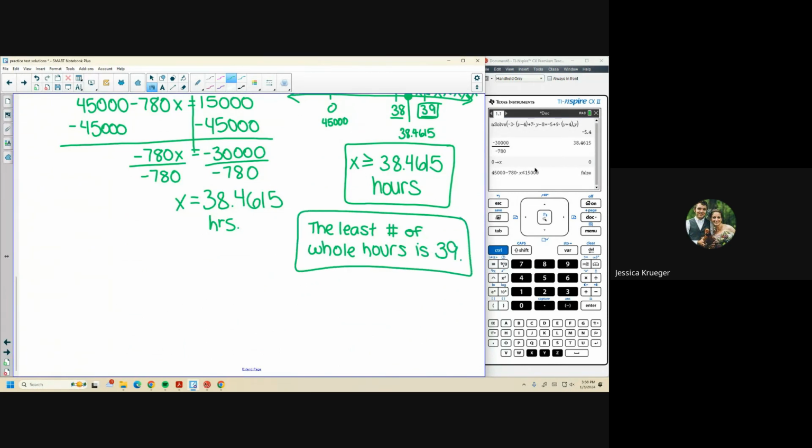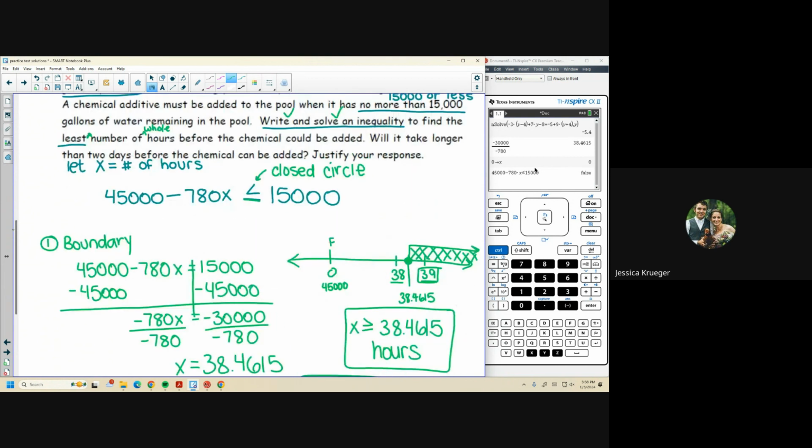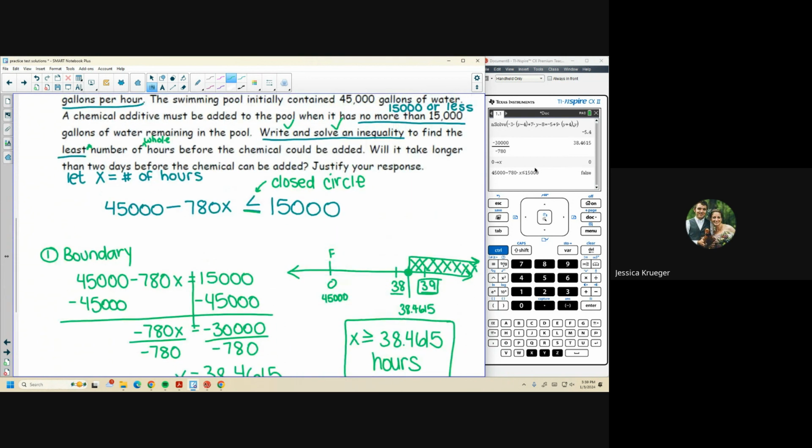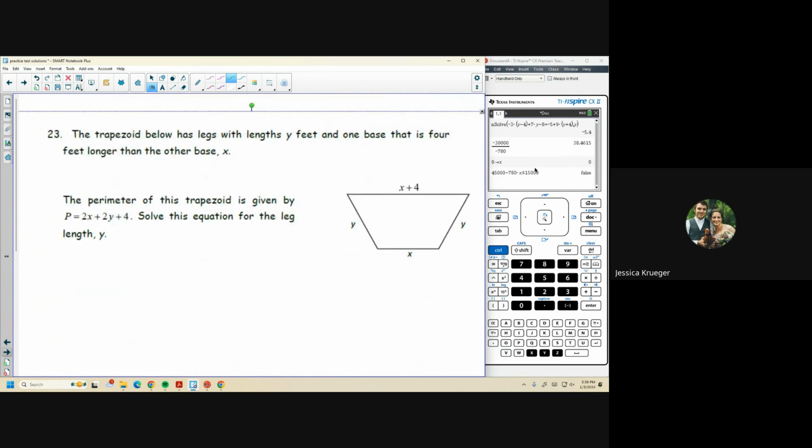And the last question asks, if we go back up, will it take longer than 2 days? Justify your response. 2 days is 48 hours. It will not take longer than 2 days. Okay. We're almost done.